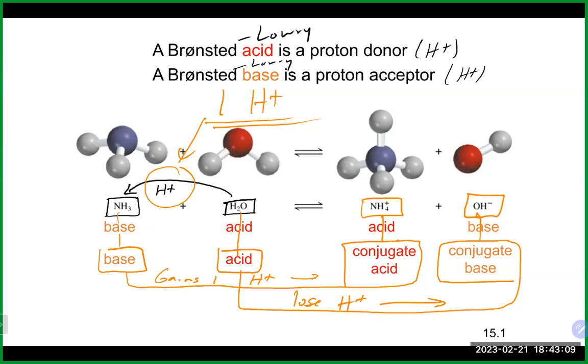So for acid and conjugate base pairs, again, the only difference there should be is one H plus. If there's anything other than an H plus difference, they are not related to each other. They are not considered conjugate pairs. If you have more than one H plus, or some other element that's different, they would not be related to each other. Any questions on that there?